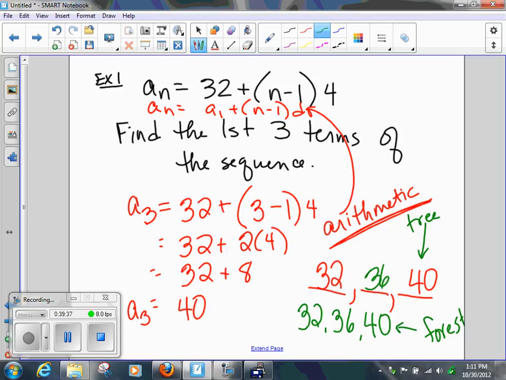Questions on that? Do you have to do the formula? No, you never have to do the formula. Never. How about this one?